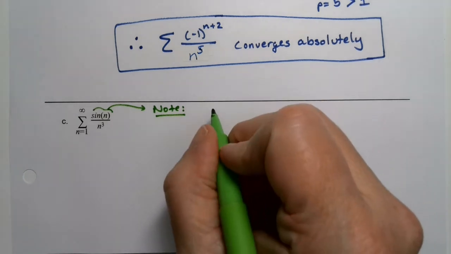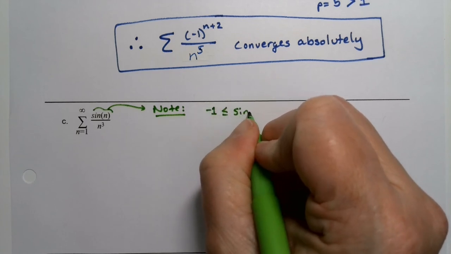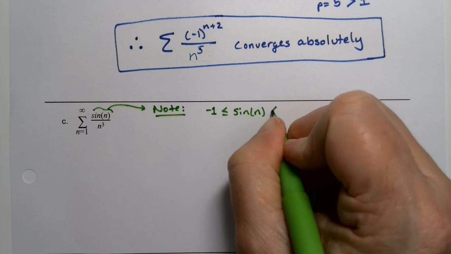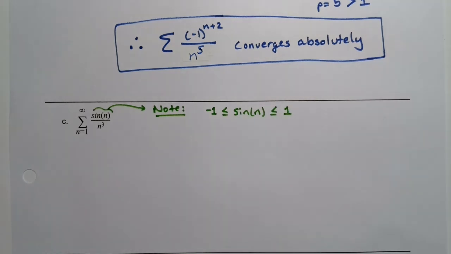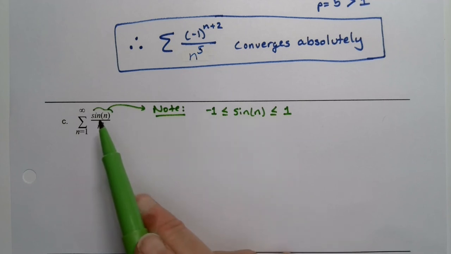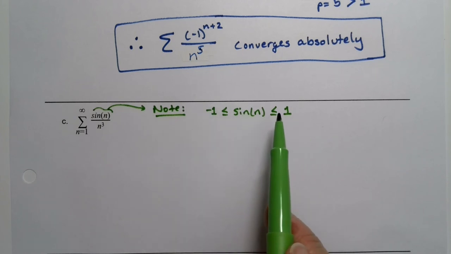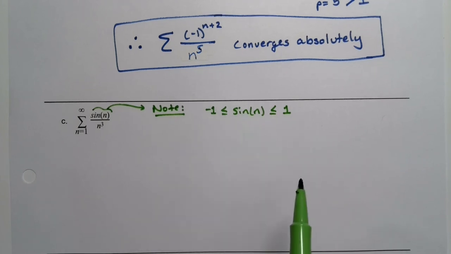But we do know that -1 is less than or equal to the sine of n, which is less than or equal to 1. It has to be, right? Because sine is a wave function that's always between -1 and 1. So wherever the sine of n is, it's going to hop around between positive and negative values, but it won't be 1 and -1. Interesting.